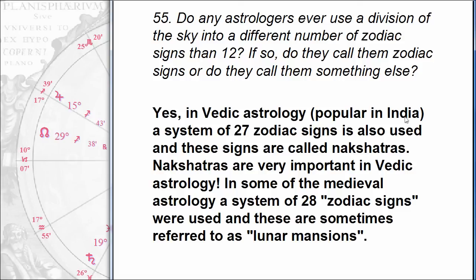Some medieval systems of astrology had 28 divisions similar to zodiac signs, sometimes called lunar mansions. So, just to let you know that that's what they are. So now you have an idea, from these questions, of what the zodiac signs are. Sidereal zodiac signs are a division of the stars in the sky. Not complete agreement about how to do it, but that's what it is.